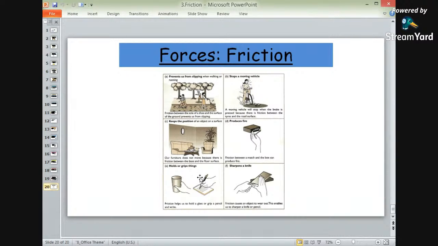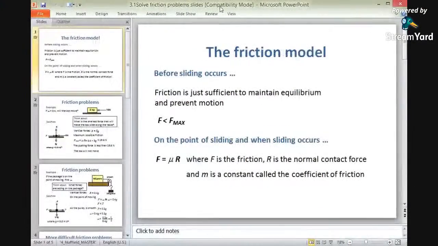Without friction, we cannot do these different types of work. Okay? Friction in these cases plays an important role. Here again, we will solve some more problems related to friction. Next, we will have the problems related to friction.